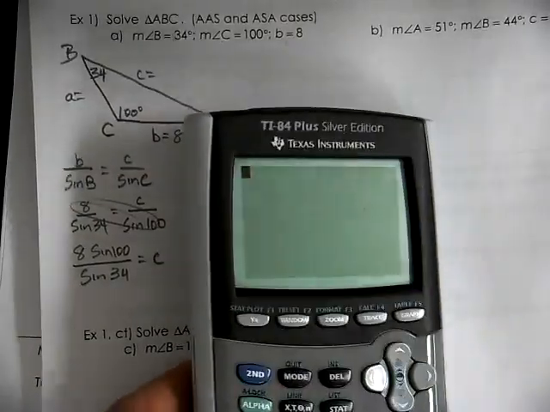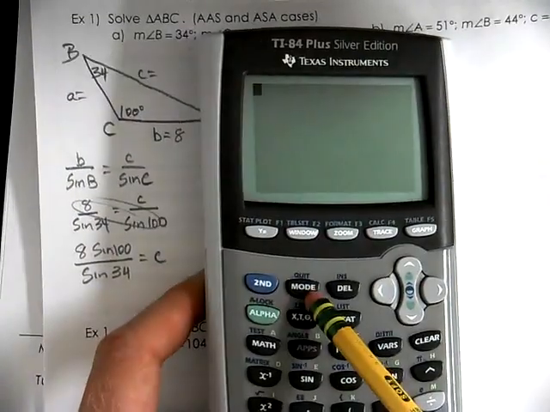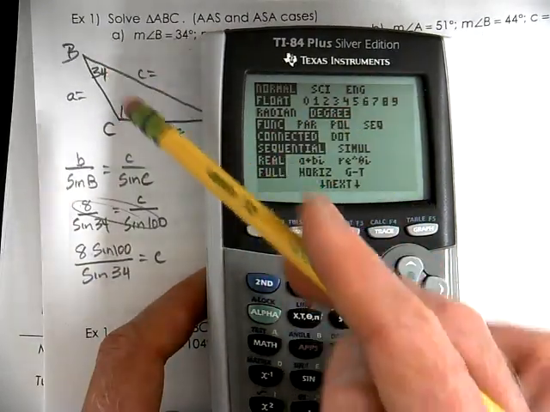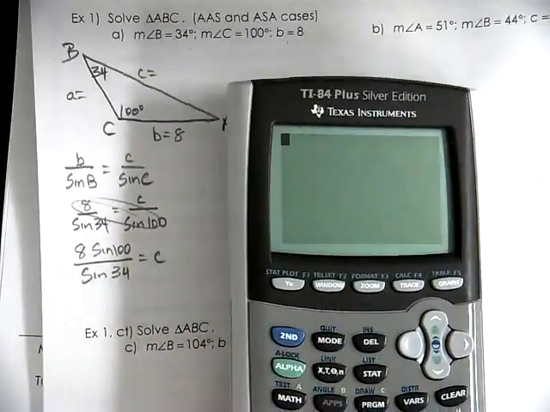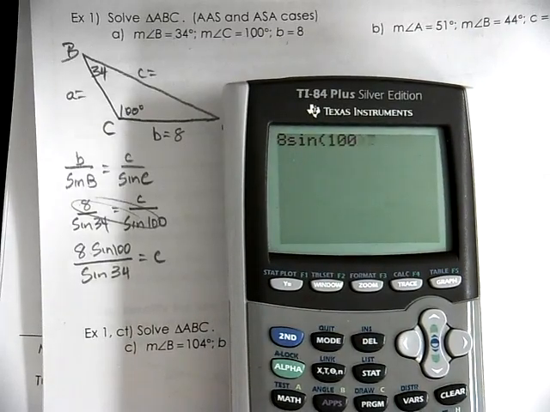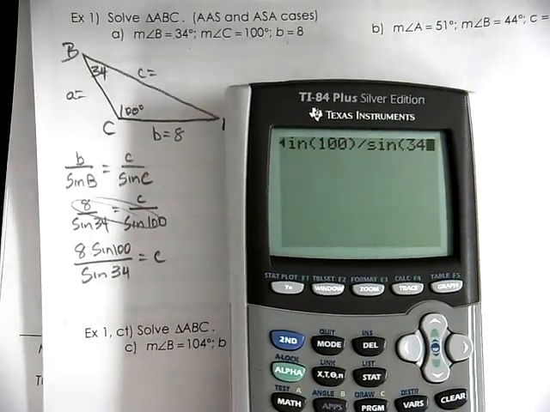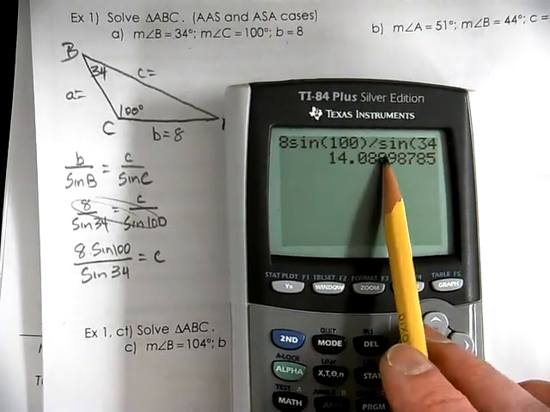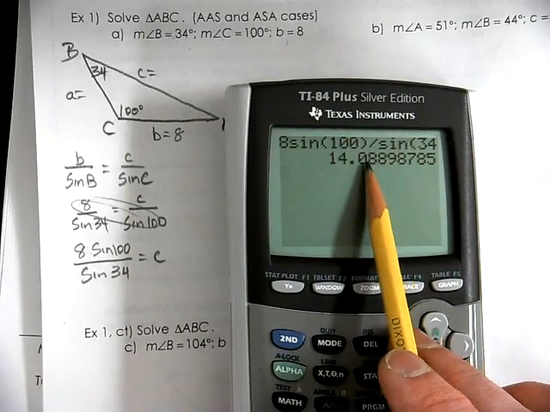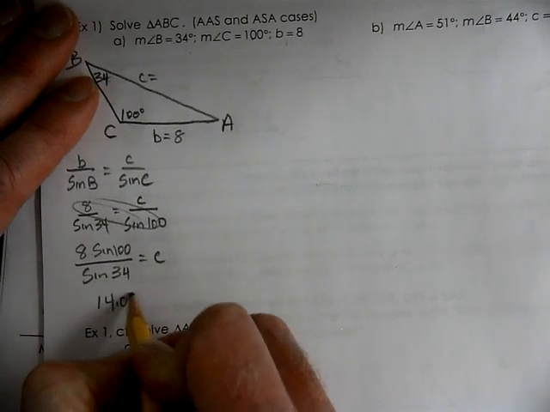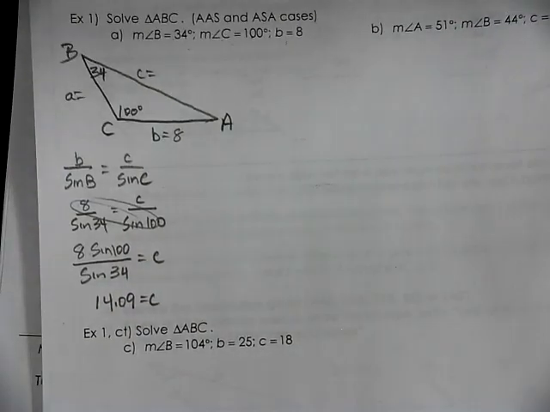So you need to be sure you are in the correct mode. By hitting mode, you've got to be in degrees if we're going to talk about degrees. So 8 sine of 100, close your parenthesis, divided by sine of 34. You can close it if you want, doesn't matter here. Hit enter, and we get 14.09, because we'll round the 0.08 up to a 0.09. 14.09, that was the length of c.